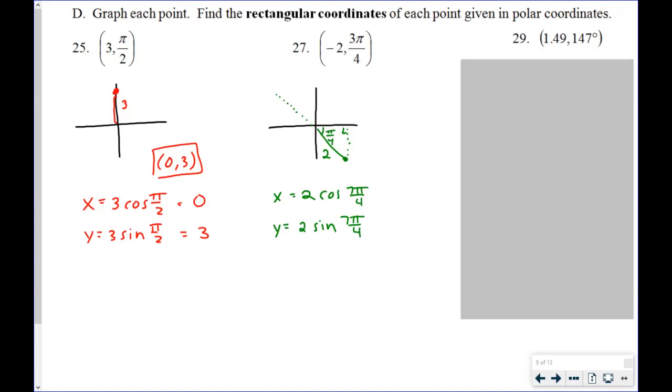Cosine of 7 pi over 4 is √2 over 2. Multiply that by 2, you get positive √2. The sine of 7 pi over 4 is negative √2 over 2. Multiply that by 2, you get negative √2. So √2, negative √2 is our point. But there's one thing I'm going to note on this one.